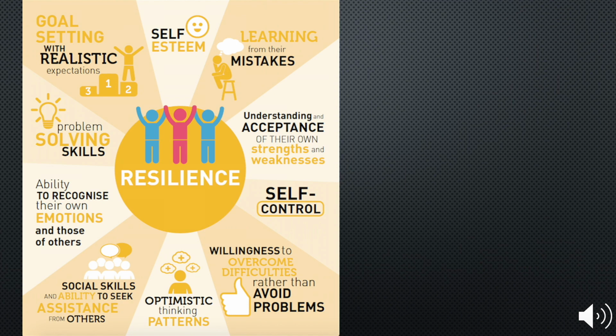Self-control. This may be in terms of controlling your emotions, controlling the way in which you express yourself when in conflict with others, deferring gratification and avoiding procrastination. That means not putting off your homework till the last minute. Willingness to overcome difficulties rather than to avoid problems. Optimistic and positive thinking patterns. Developing social skills, as well as the ability to seek help from others. The ability to recognise your own emotions and those in others. Problem-solving skills. Setting goals with realistic expectations.